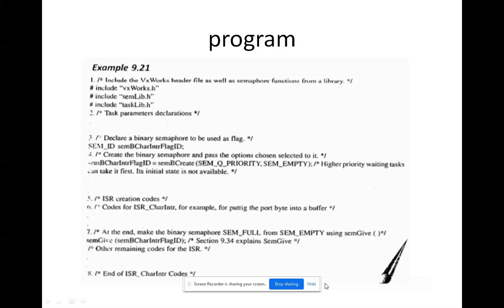So you will be creating the binary semaphore here, and then you will be creating the interrupt service routine code. For example, for putting the port byte into a buffer, you will be creating the interrupt. At the end, make the binary semaphore, that is sem full from sem empty, using sem give. The other remaining code for the ISR will be created here. So you will be adding the interrupt service routine call at the end of the program.